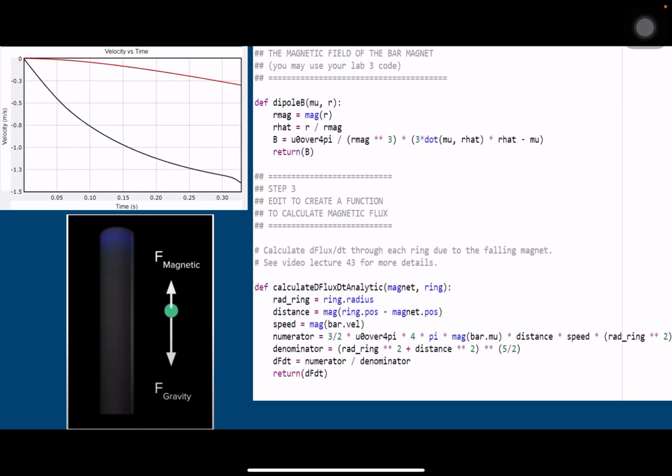Here's some more. This is what I did to calculate the delta flux of each ring due to the falling magnet, and you can see in the graph and the little magnet diagram where it says F mag is pointing upwards, but F gravity is much stronger than F magnetic.